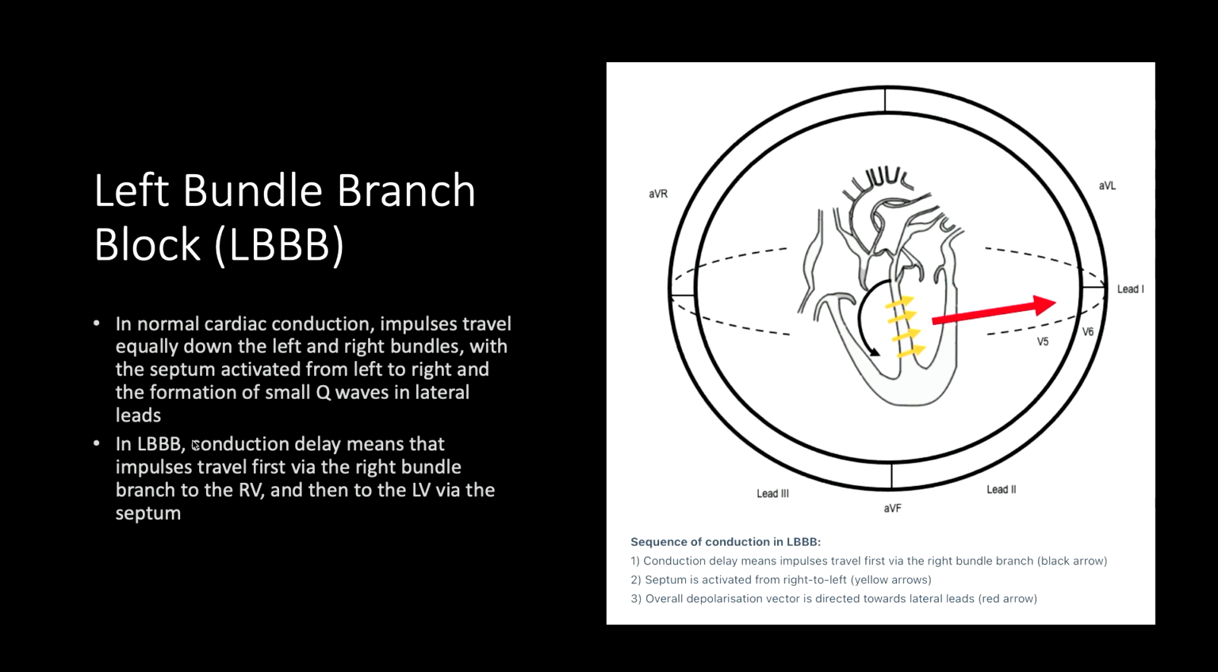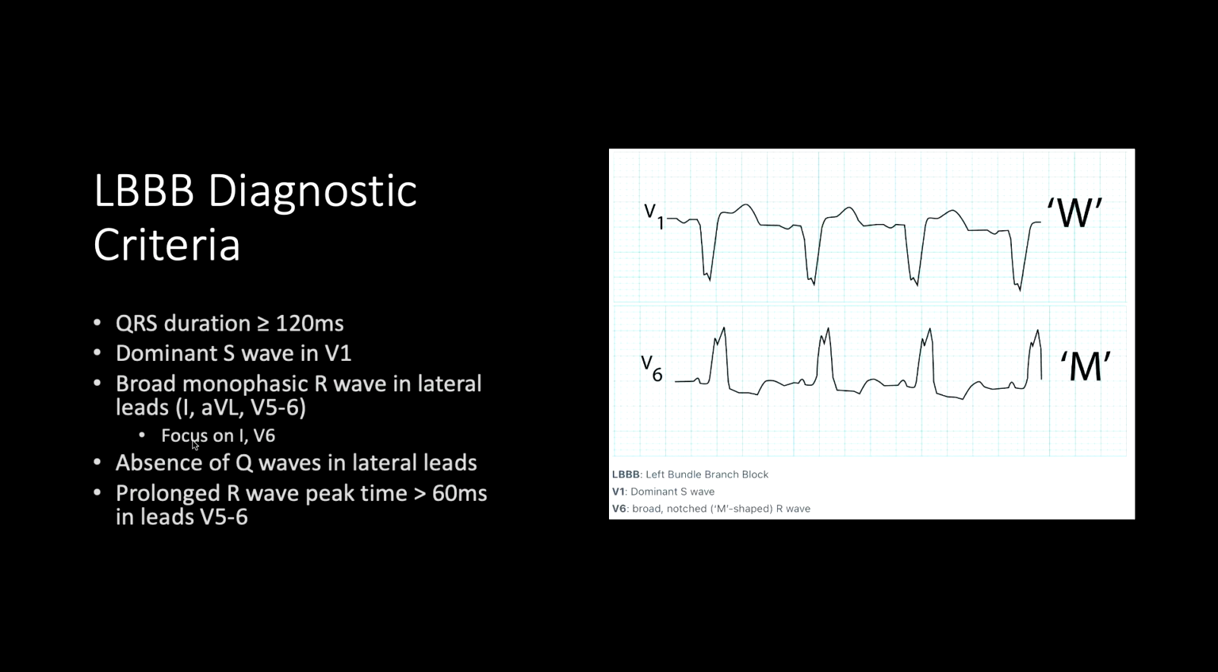That means basically the impulse travels first via the right bundle branch to the RV and then to the left side via the septum. So this is what causes that unique EKG finding of a left bundle branch block. So what is the diagnostic criteria? There are really only a couple that are so important. So first of all, QRS duration greater than 120 milliseconds. That is the first thing you're going to be looking for. So if you see in your anterior septal leads, V1 through V4, you see a wide QRS, that's the first thing you're going to think about, right?